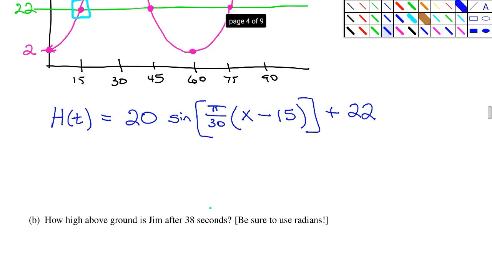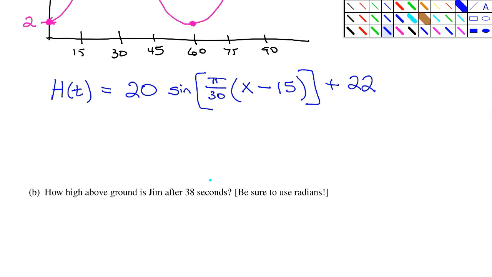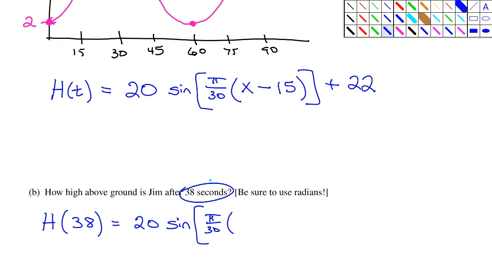Question B. How high above ground is Jim after 38 seconds? So 38 seconds, that's a t-value. So we're looking for h of 38. And we can have 20 times sine of pi over 30 times 38 minus 15, plus 22. Be sure and have your calculator in radians and work this out to 2 decimal places. You get 15.38 feet.